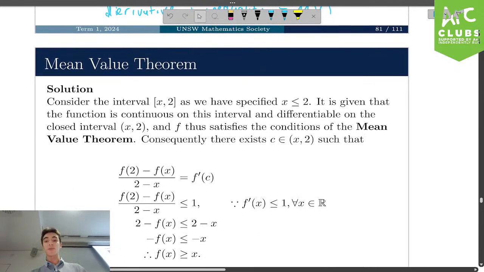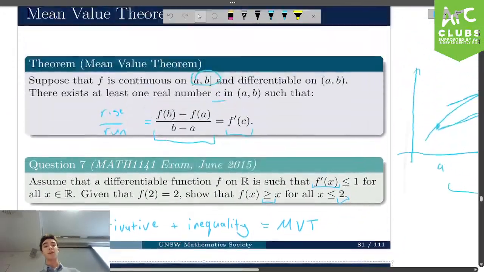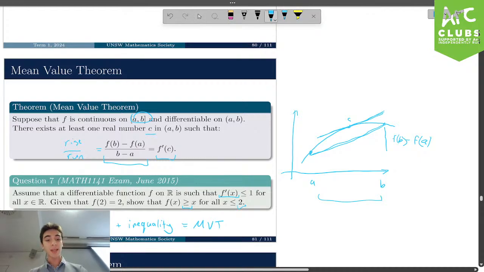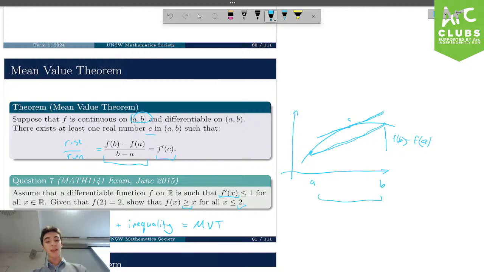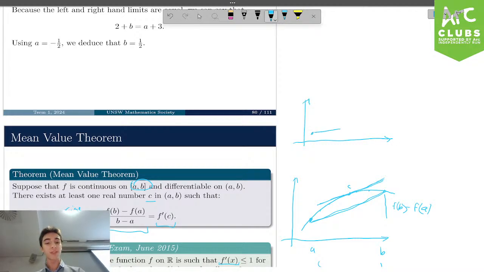Here we go. Consider the interval x to 2. We're given that the function is continuous on this interval and differentiable on it, and thus f satisfies the conditions of the mean value theorem. If you remember, the conditions for actually applying the mean value theorem are that the function is continuous on this interval and that it has a derivative at all those points. Otherwise, you could have something like a function like this, for instance, that has a straight line going like this and a straight line going like this.